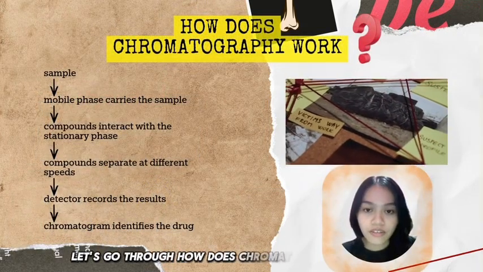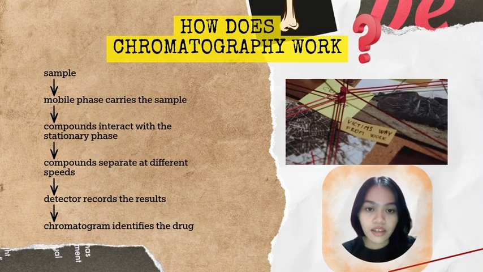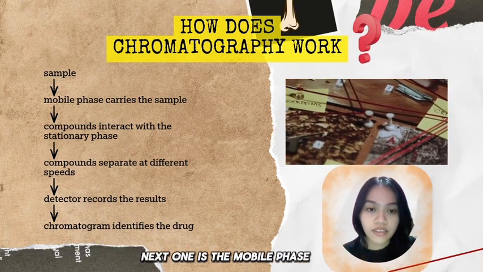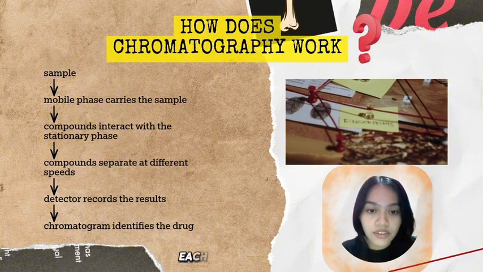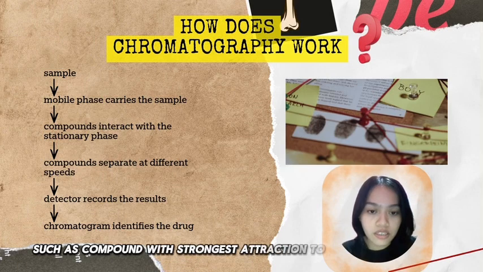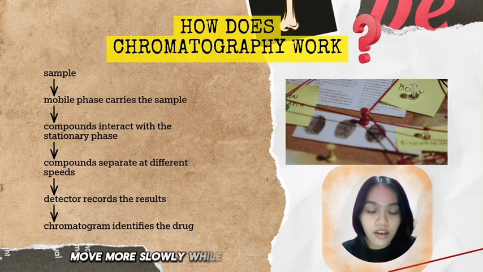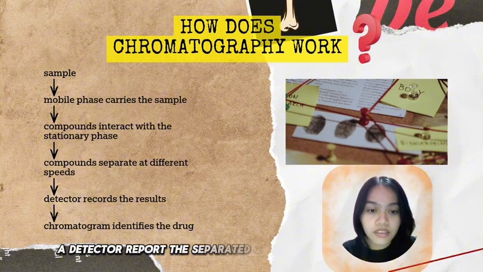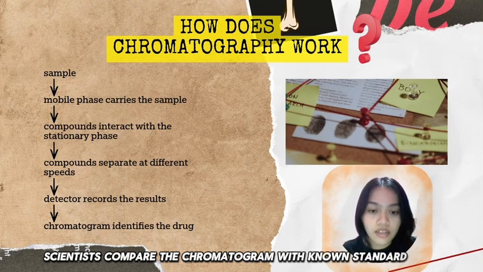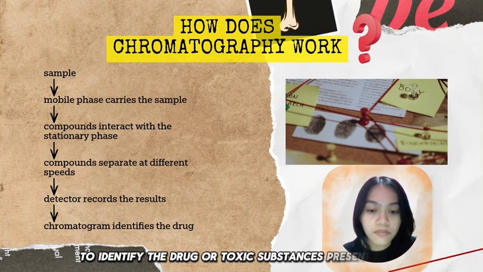Let's go through how chromatography works. The process works as follows. The sample is introduced into the chromatography system. Next, the mobile phase carries the sample through the stationary phase. Each compound interacts differently with the stationary and mobile phase, such that compounds with the strongest attraction to the stationary phase move more slowly, while compounds with a stronger attraction to the mobile phase move more quickly. As the compounds travel at different speeds, they separate into individual components. A detector records the separated compounds, producing a chromatogram. Scientists compare the chromatogram with known standards to identify the drug or toxic substances present.